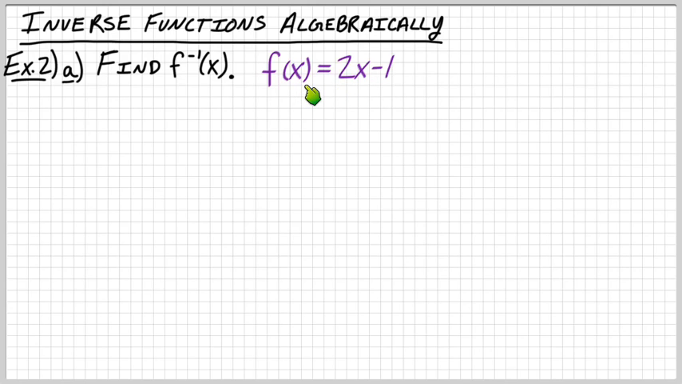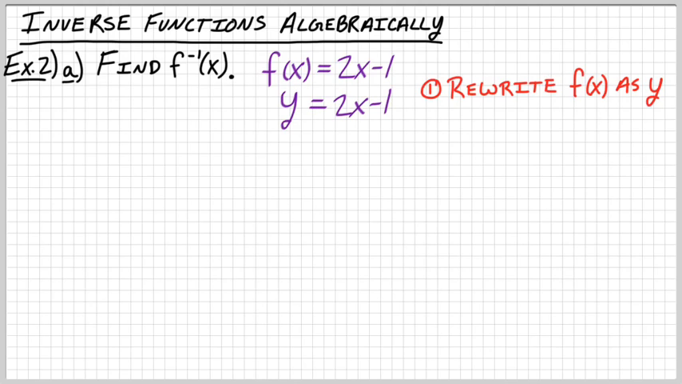Okay, so what it comes down to is we're going to undo all these operations on x. And if you remember, the first thing we do is we're going to rewrite, to make things a little bit easier, f of x as y. So instead of having this f of x in here, we'll just call this y. So that'll be our first step, is just call this y equals 2x minus 1. When we start doing the algebra, it just becomes a bit easier. So y equals 2x minus 1.